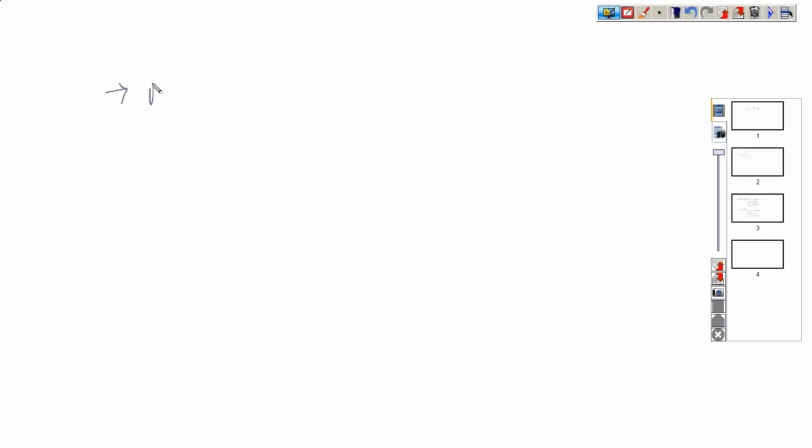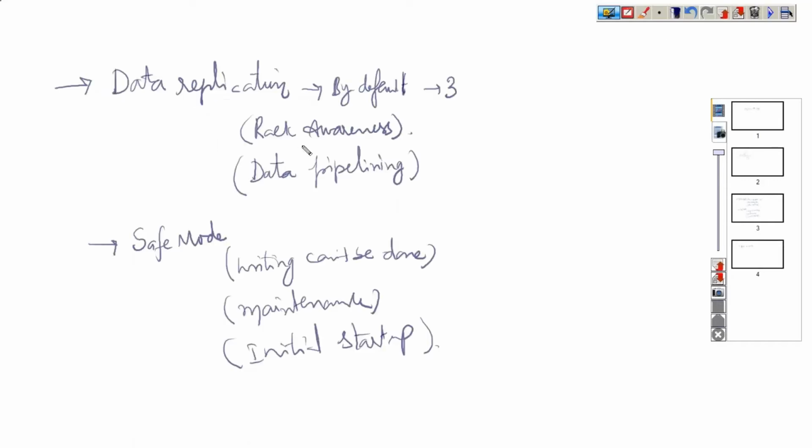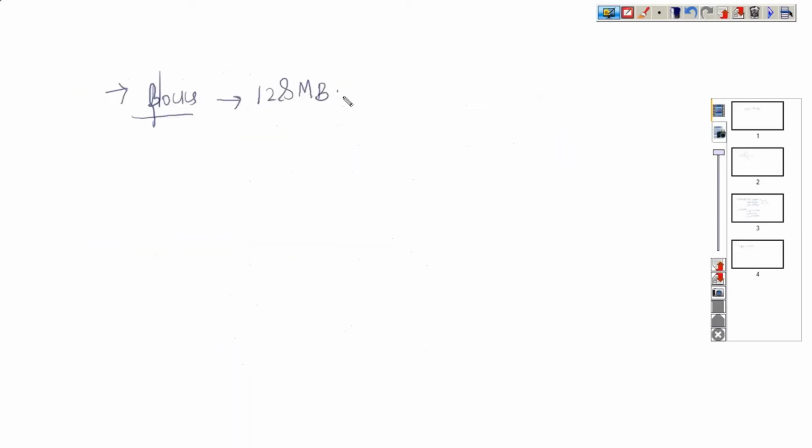We also discussed blocks. The data gets divided into blocks. The default size of a block is 128 MB, and we can configure it to be anything. How many replications can we have? The default is 3, minimum 1, and the maximum we can have is 512 replications.